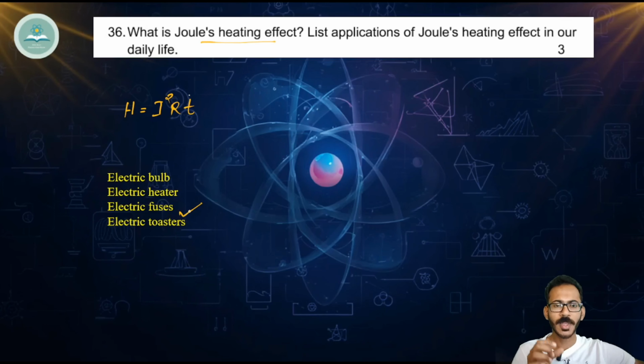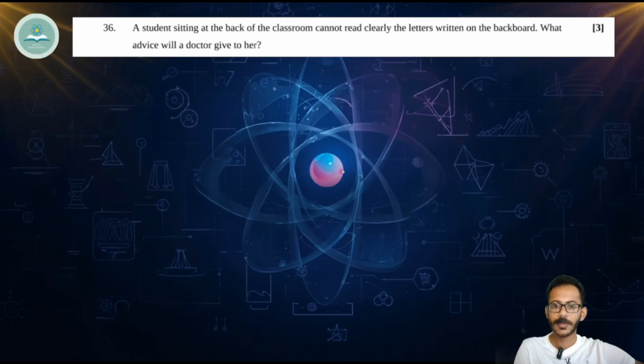So that excess current will not reach our house, and our house and the equipment will be saved. The next is electric toasters. Again, our iron box also works based on this principle. We already know that when the current passes, the iron box gets heated. That's it. So we'll go to the next question.